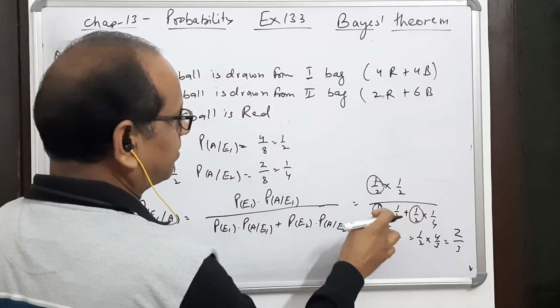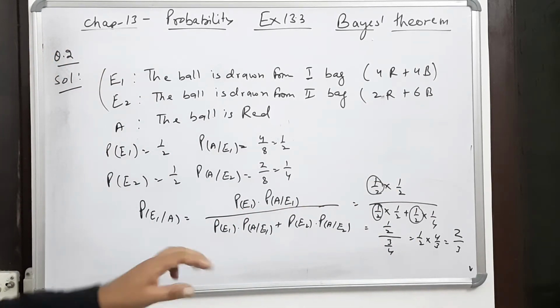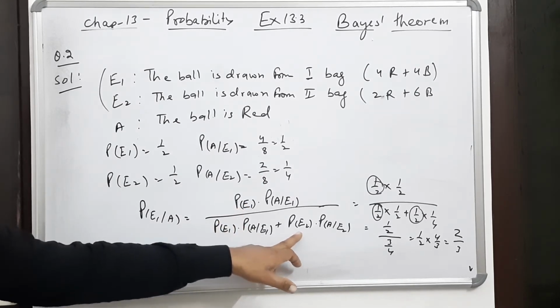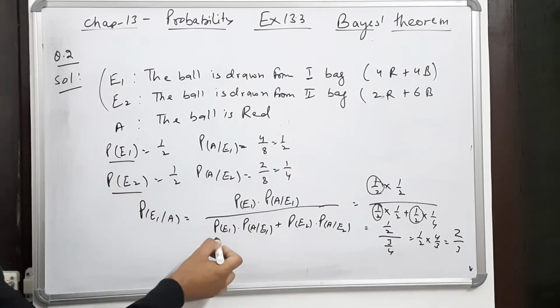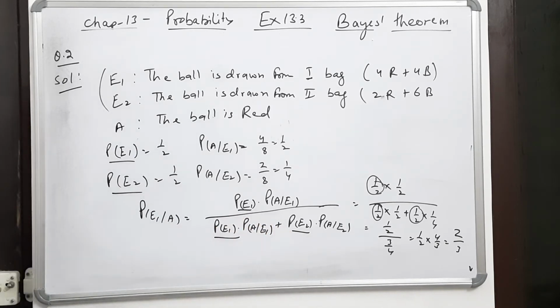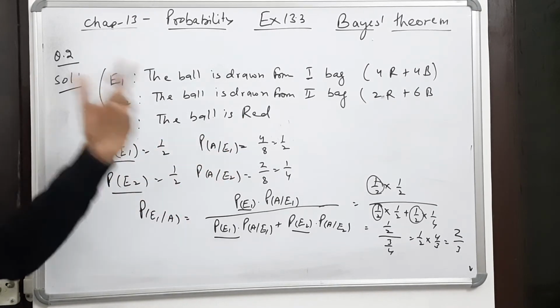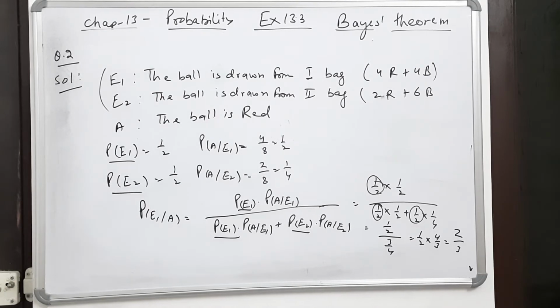So the final answer is 2 by 3. How is it cancelled? This 1/2 you take common, and this 1/2 cancels. This will happen in all terms, because P(E1) and P(E2) are equal, that's why we have taken this part common. So in this way the answer is 2 by 3. That is, if the red ball is drawn, then the probability of drawing it from the first bag is 2 by 3, and from the second bag naturally it will be 1 minus 2 by 3, that is 1 by 3.